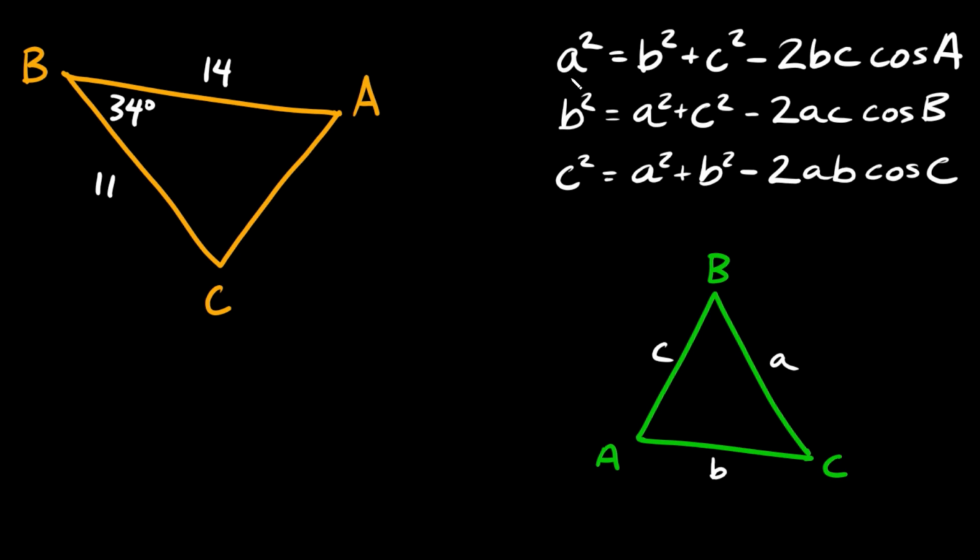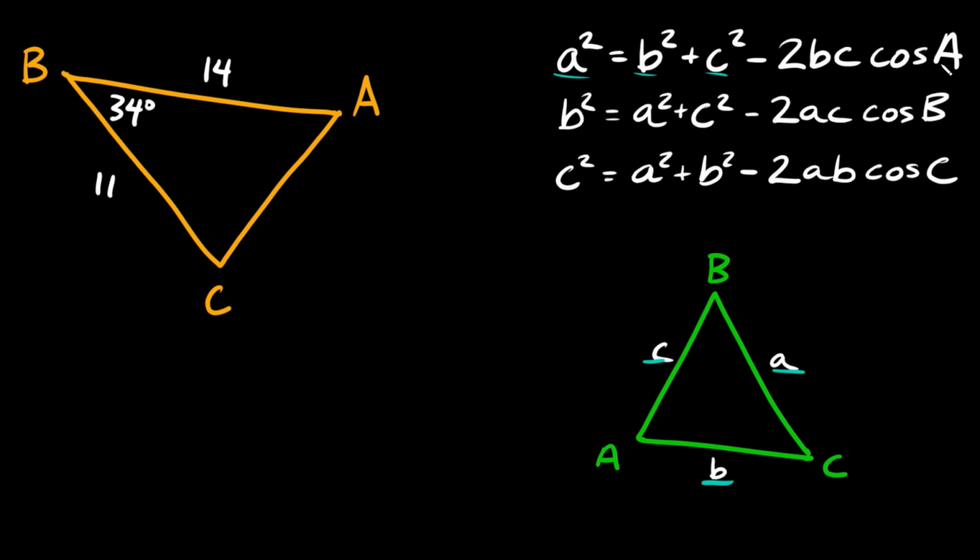So the first one is a squared is equal to b squared plus c squared minus 2bc times the cosine of A, all right? So as you might notice, there's some lowercase letters right here. Now the lowercase a, b, and c stand for the lengths of your sides, all right? So we have a little triangle right here for reference. You can see we have some lowercase letters, a, b, and c. So those are the three lengths of your triangle, okay?